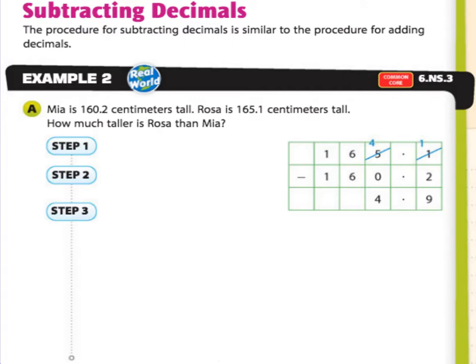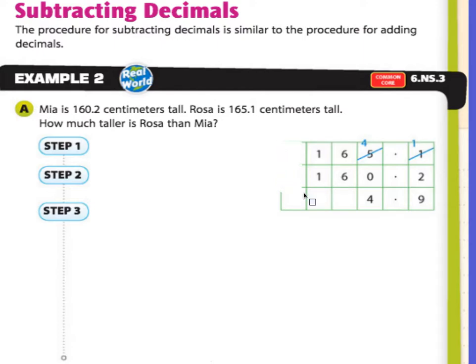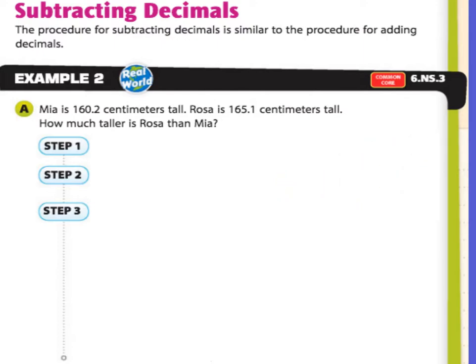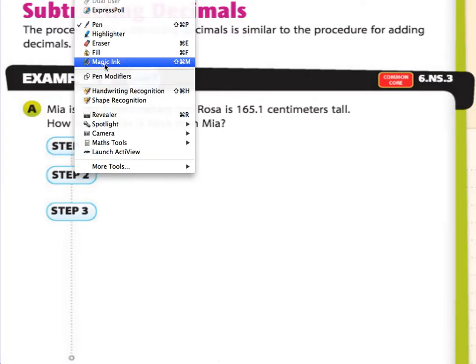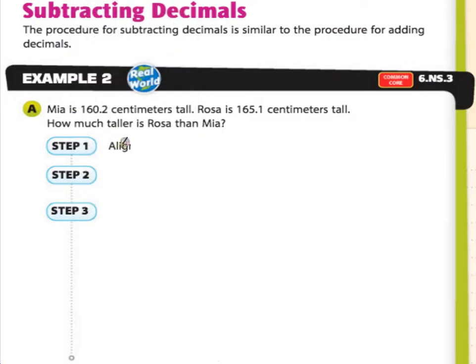All right, now we have two subtraction problems that we're going to take a look at. Okay, and I'm actually going to cover up what you see here. So pretend you didn't see it. And we're going to take a look at the steps that we need to follow. So first, align the decimal points. Okay, so it's the same thing.